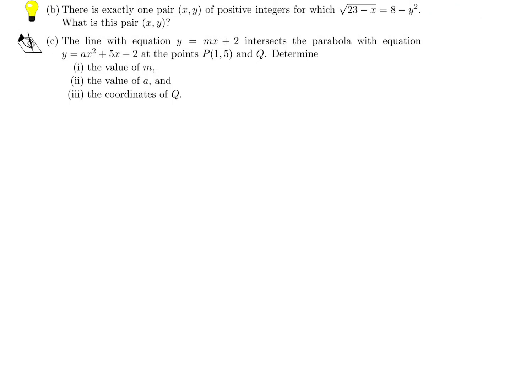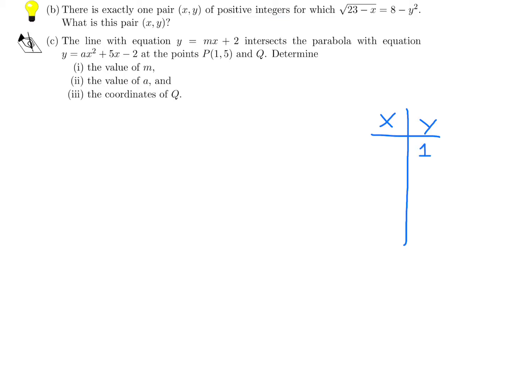There is exactly one pair x, y of positive integers for which root of 23 minus x is equal to 8 minus y squared. What is this pair x, y? Well, I will use a little bit of experimentation just by plugging in values. They're both positive integers, so let's just start with the smallest possible, which is 1, and see what happens.